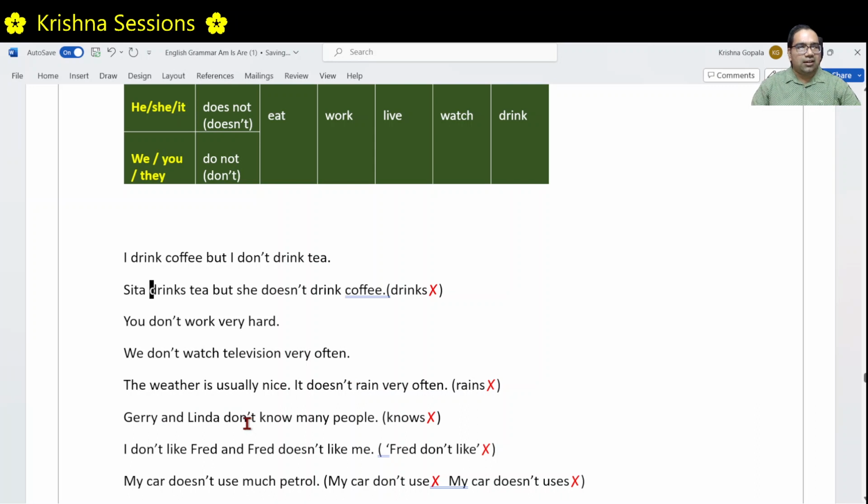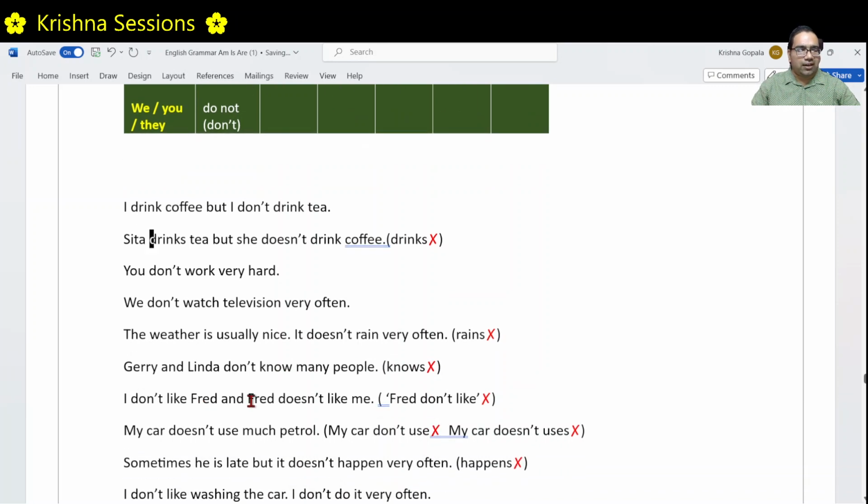Gerry and Linda don't know many people. Gerry and Linda, they're together, so it means they. It is not he, she. Gerry and Linda, they do not know. They do not know. It is not "they do not knows". They do not know many people. I don't like Fred and Fred doesn't like me. Fred means he. He doesn't like me. It is not "he doesn't likes me" or "he don't like me". Right? He, she, it does not plus the base verb.